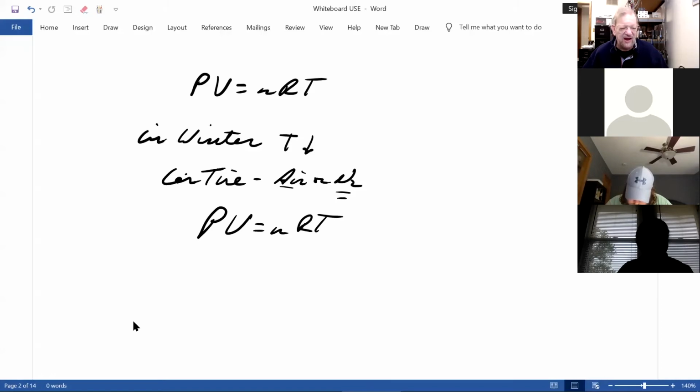But anyways, in your tire, R never changes. If you don't have a flat, which I didn't, the amount of air, the moles, don't change, and the volume doesn't change. So if PV equals nRT is true, if the temperature goes down, then the pressure has to go down, and that's why it looked like my tires were flat.